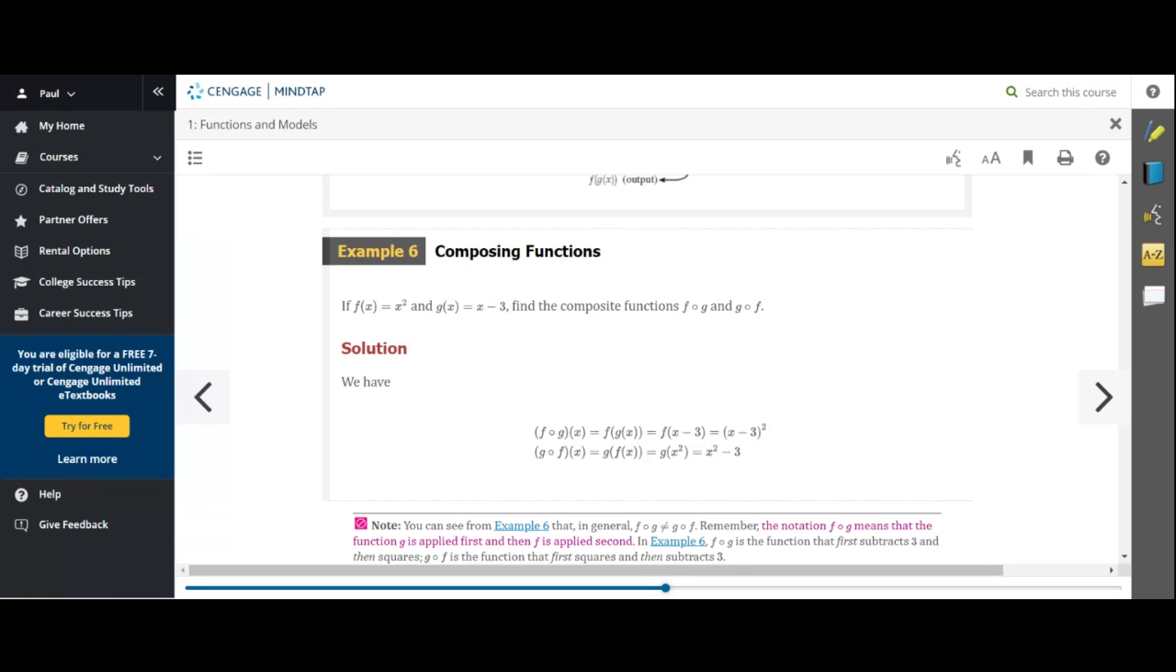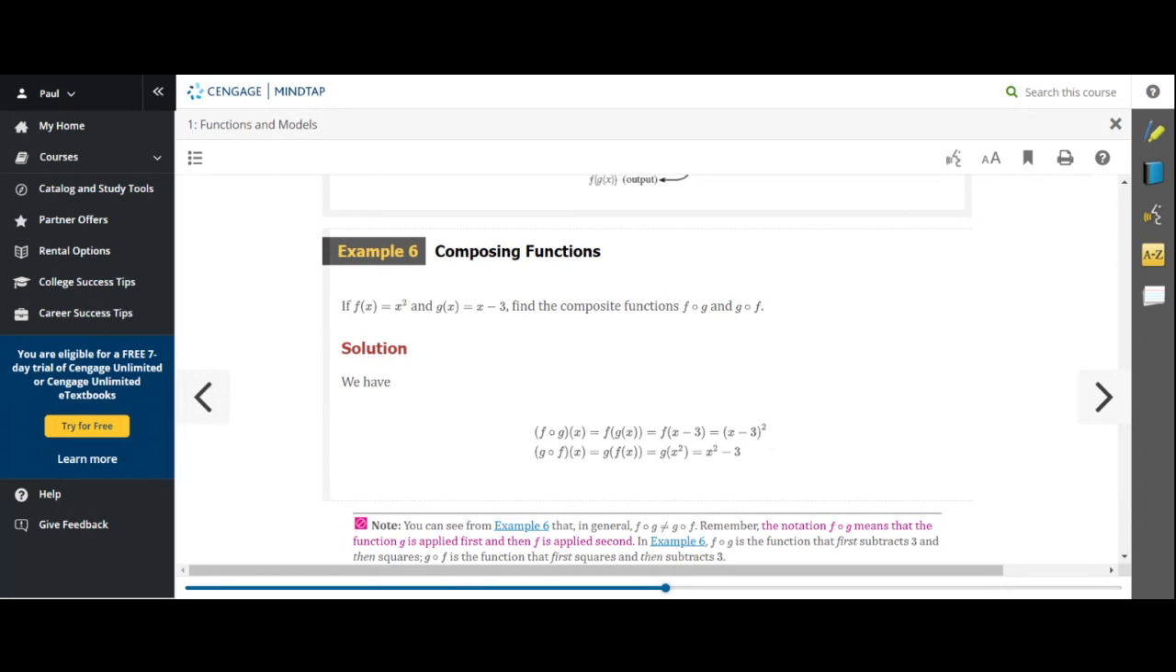Yeah, we have f composition g and g composition f. That's what we're finding. What they're doing here in the solution for example 6 is f composition g is just f of g of x. So in the f function where you see the x, they're substituting in x minus 3 for x. And so you get x minus 3 quantity squared.